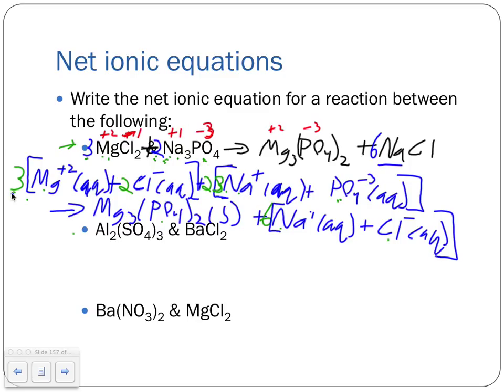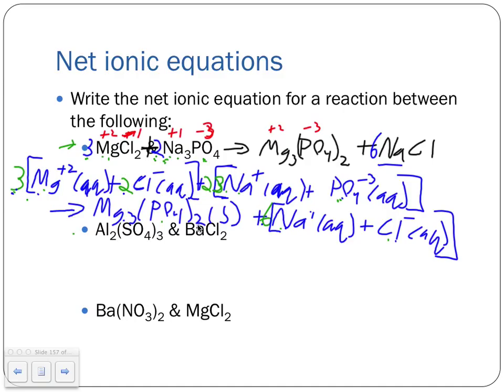We have 3 magnesiums, we have 3 magnesiums. We have 3 times 2 is 6 chlorines, we have 6 times 1 is 6 chlorines. For sodiums, we have 2 times 3 is 6 sodiums, 2 times 3 is 6 sodiums right here. And then for our last one, I think is phosphates, we have 2 times 1 is 2 phosphates, and sure enough, we have 2 phosphates down here. So this would be our balanced total ionic equation.